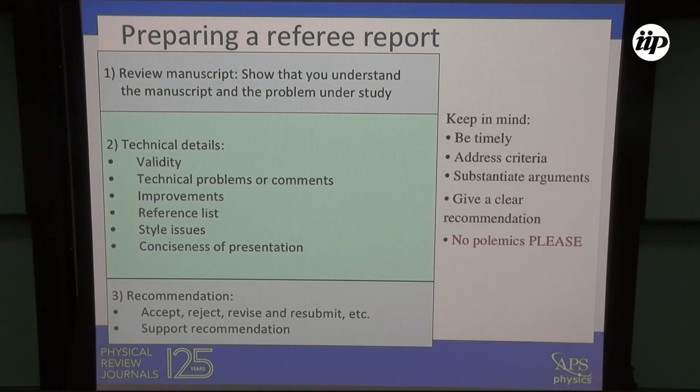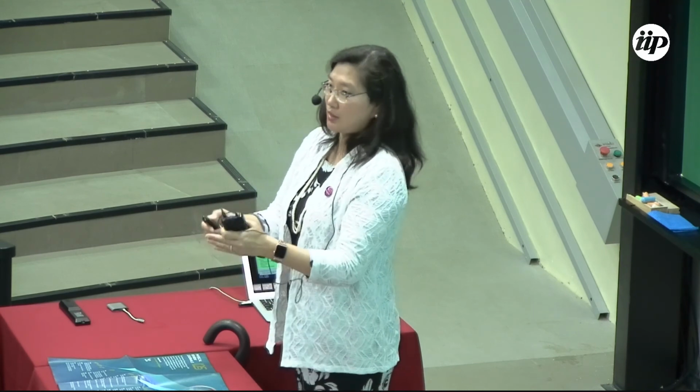Keep in mind to be timely, address the criteria, and a lot of the times, we send referees specific questions, and it's in the referral letter. We would very much appreciate it if you would answer those questions, because we want to draw your attention to something in particular. Substantiate your arguments, give clear recommendations, and no polemics, please.